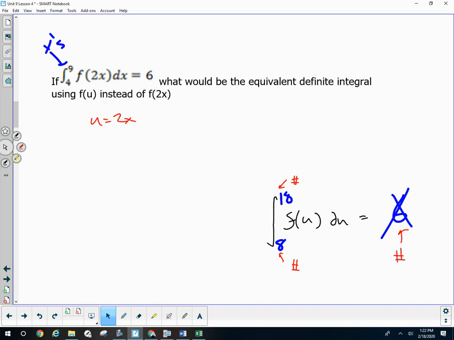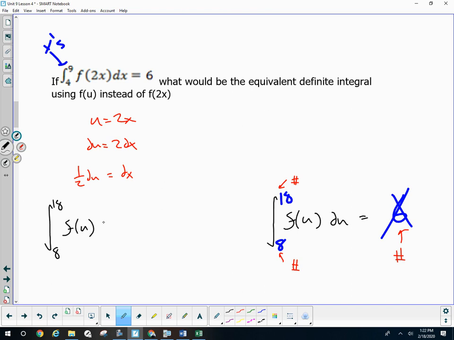So you got du equals 2 dx. Okay, good. We got dx equals 1/2 du. Okay, good. We then rewrite your integral. Okay, I know I got 8 and 18. That's good because I'm changing things to du. But all of a sudden, if I've done things correctly, I have this.